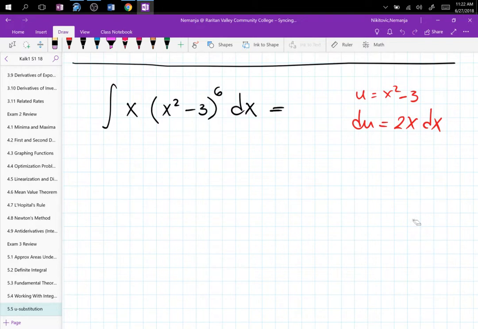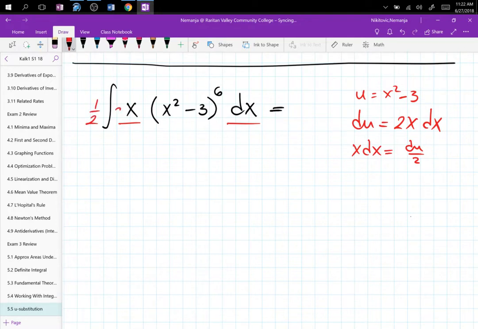So you can place a half in front and 2 inside, which is my favorite way of doing things, or you can say, well, I have x dx, so you don't fix anything, x dx is equal to du over 2. I don't care which way you do it, just do it, right?